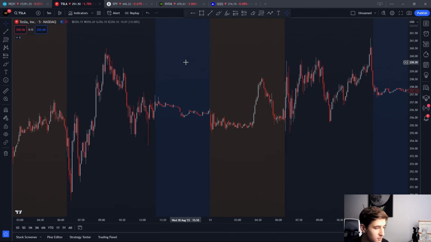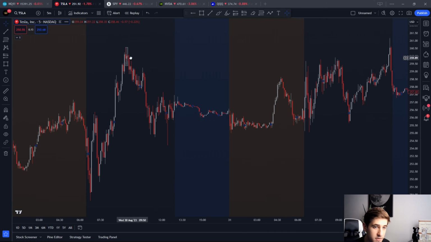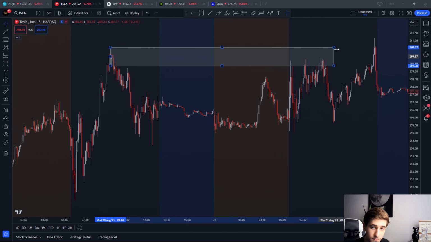All right. So first, let's take a look at a supply zone. Then we'll get into a demand zone right after. But in this situation, here is a supply zone. Okay, let me mark it out first, and I'll explain how we find one. So this right here is a supply zone.